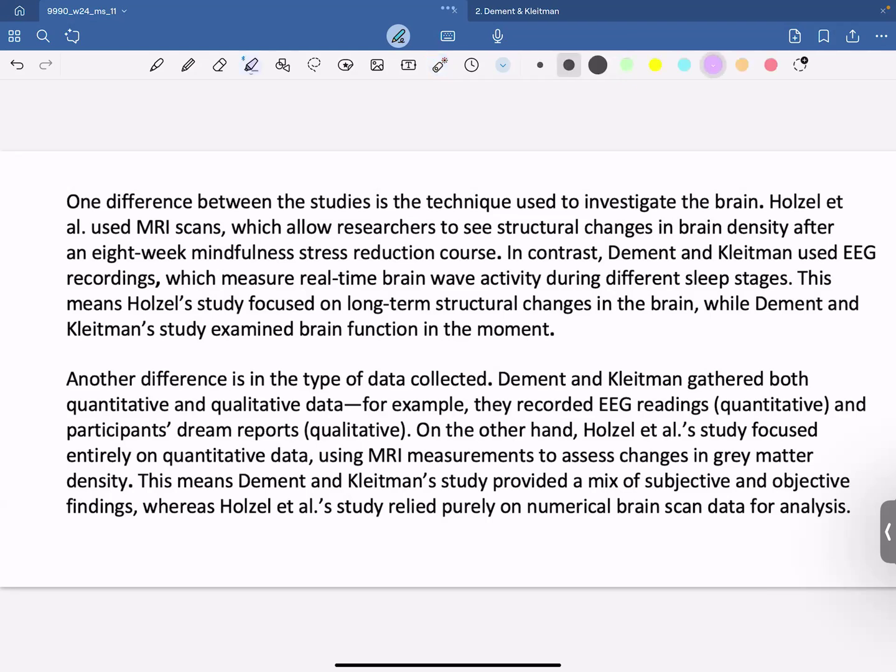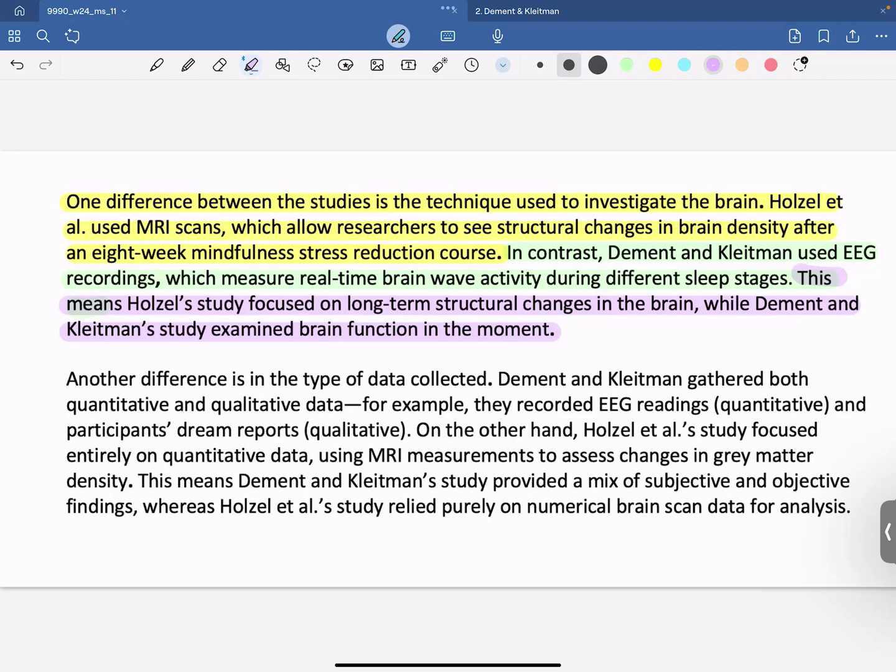Now, I am talking about this first paragraph over here. Let me read this out real quick for you. One difference between the studies is the technique used to investigate the brain. Holzel et al. used MRI scans, which allow researchers to see structural changes in brain density after an 8-week mindfulness stress reduction course. In contrast, Dement and Kleitman used EEG recordings, which measure real-time brainwave activity during different sleep stages. This means the Holzel study focused on long-term structural changes in the brain, while the Dement and Kleitman study examined brain function in the moment. So the key takeaway here is that Holzel's method focused on brain structure, while Dement and Kleitman's method focused on brain function. This is exactly the level of explanation that is required for you to be able to hit level 4.